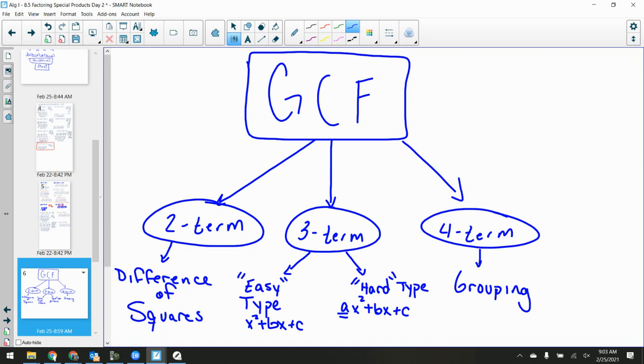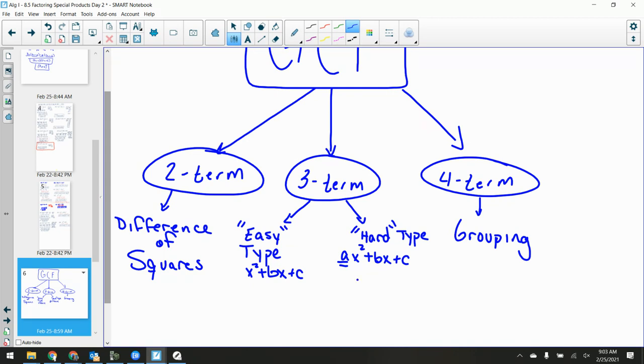What did I call that method? Factor by rewrite, yeah. Some people call that the master product method. I like to call it factor by rewrite. Again, that's Mr. Laverick terminology, not formal. Rewrite the middle term.